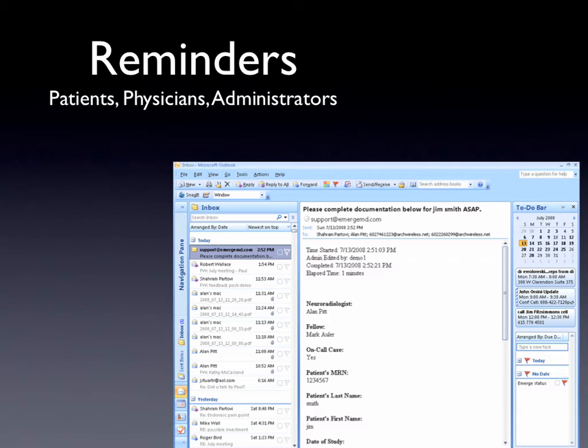Unfortunately, we all forget things. Reminders are part of the database. So there may be a query and ask of a patient or other participant of the database for a particular piece of information. If they forget, a reminder is sent.